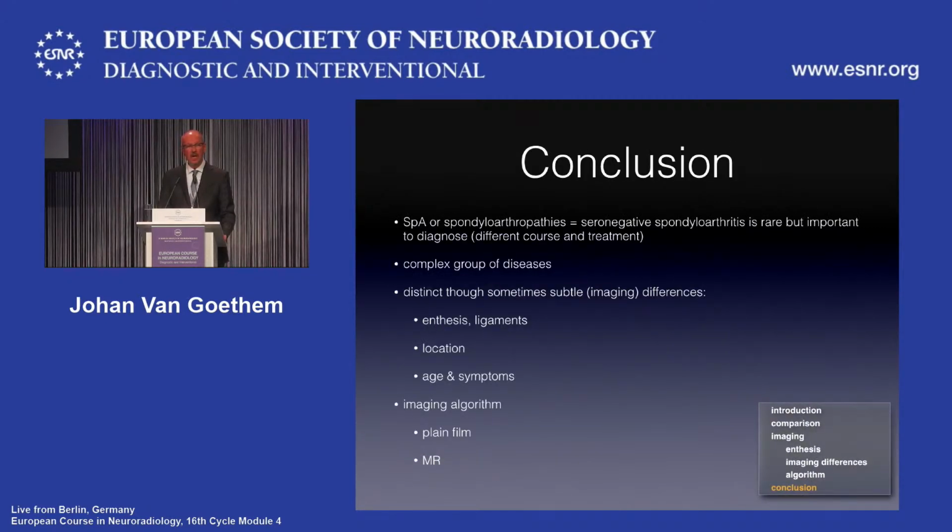So I come to a conclusion. First of all, SPA, spondyloarthropathy, and seronegative spondyloarthritis is the same. It's a rare disease, but it's important that the correct diagnosis is made because there's a different course for the patients and there's a different treatment. It's a complex group of diseases with some of the features the same, and ankylosing spondylitis is the most common one. There are distinct but sometimes very subtle changes in imaging. Look at the enthesis, the attachment of the ligaments, the location of the lesion, the age of the patient and symptoms of the patient, and for imaging, use both plain film and MR.